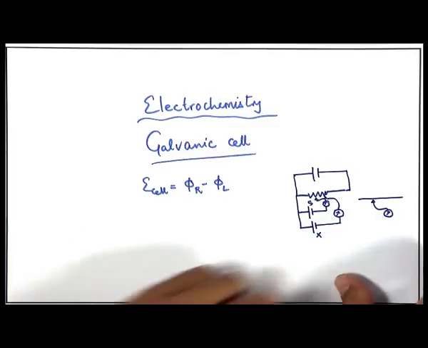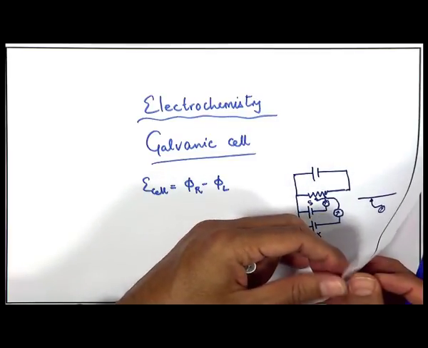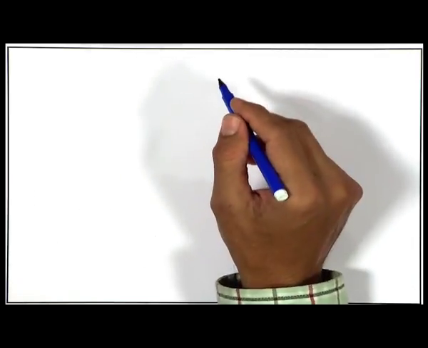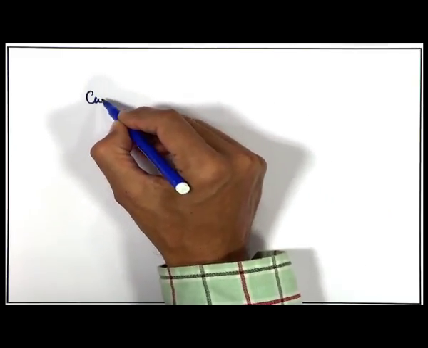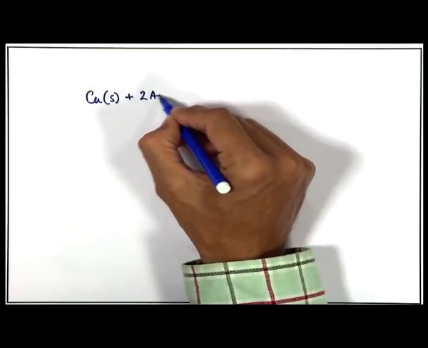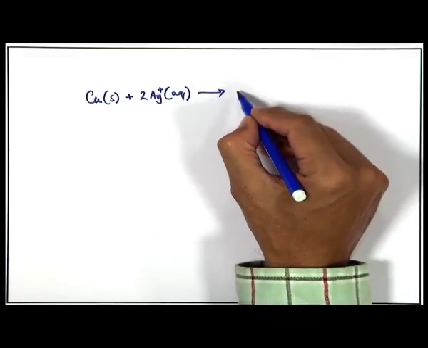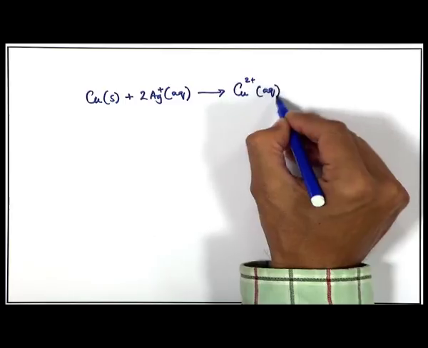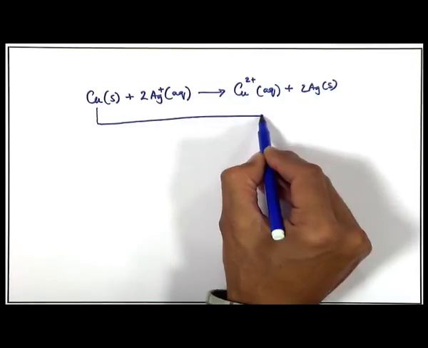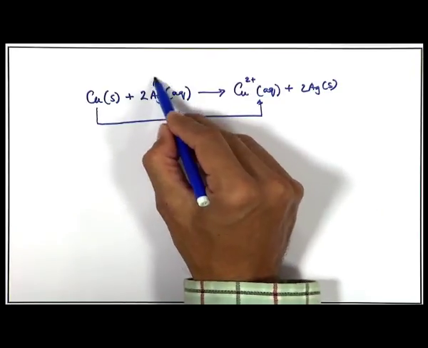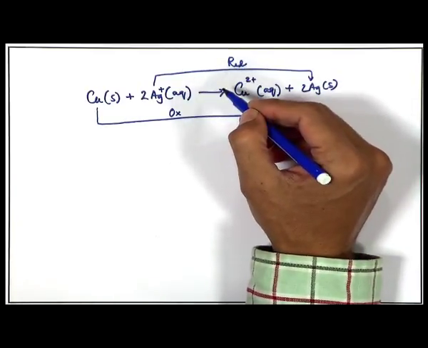So, let us take one example for a given chemical reaction. How can we represent the corresponding galvanic cell? So, let us take the example Cu solid plus 2 Ag plus in solution phase, that gives you Cu2 plus plus 2 Ag solid. So, this is the oxidation process and this is the reduction process. Okay, so, redox, these are coupled processes.